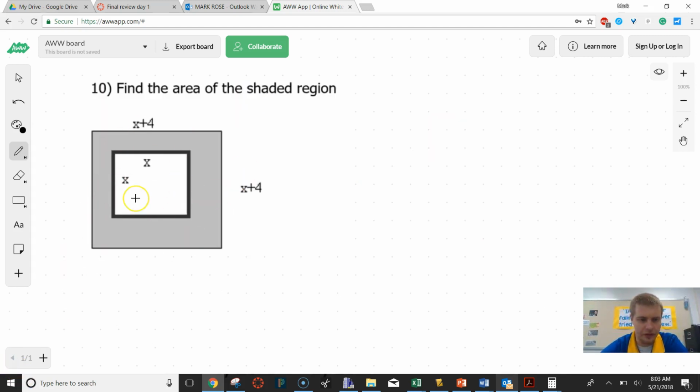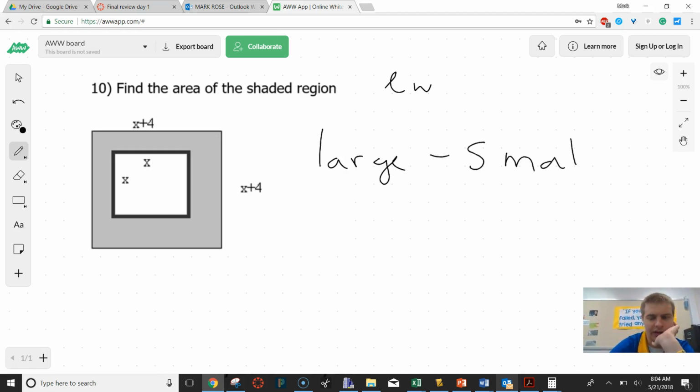Okay, we have to find the area of the gray area. How do you find the area of a rectangle? Length times width. I guess these are both squares, but it's the same thing for a square. And if you think about the gray area, it's a donut shape. How do you make a donut shape? You make a donut by having your entire thing and just taking out the middle. Taking out the middle is subtraction. So we're going to take the large square minus the small square, and that will be our answer.